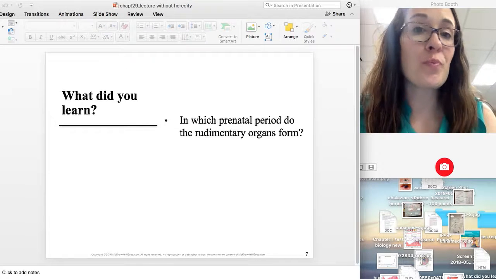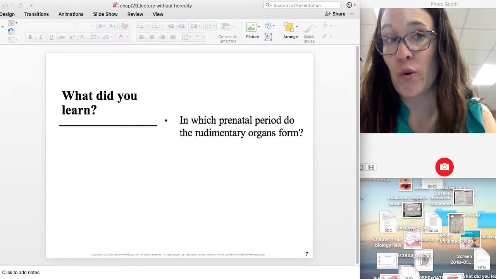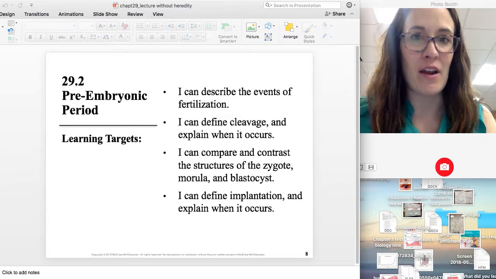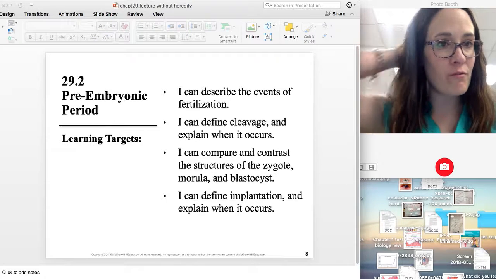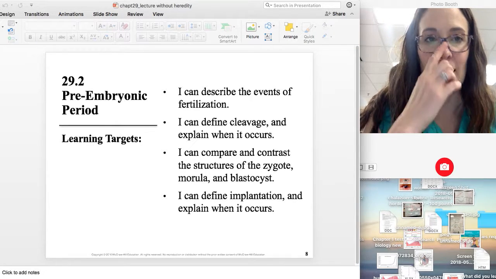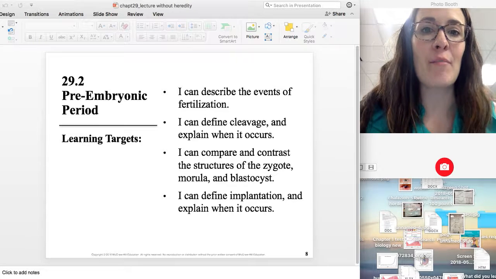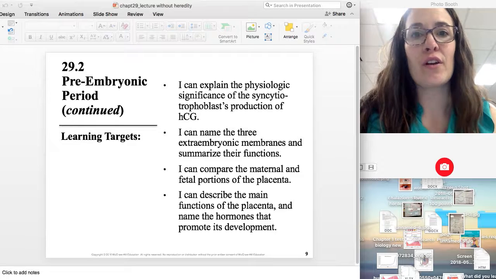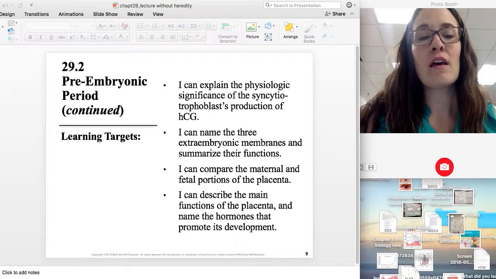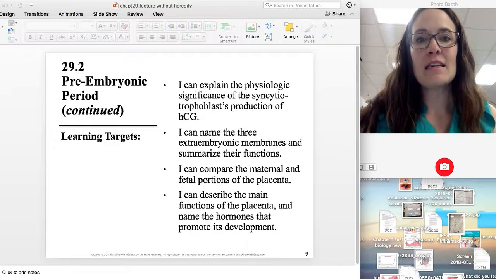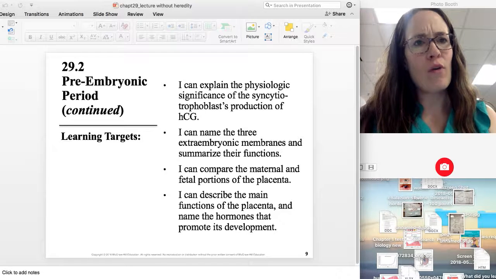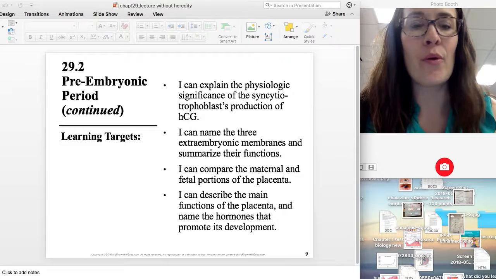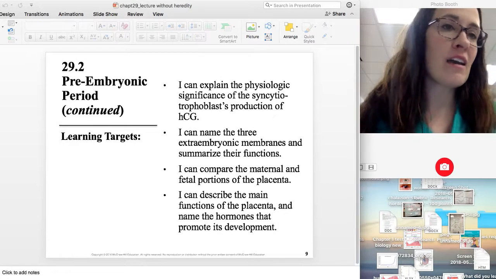So, in which prenatal period do rudimentary organs form? Hopefully you know that would be the embryonic. Now we're going to talk about fertilization, what happens right after fertilization, what cellular changes happen, and then define implantation and when it occurs and where it occurs, along with the hormones during that. And then outside of the embryo, there are specialized structures that help the embryo develop. We'll talk about those. And then we'll end off talking about the placenta.